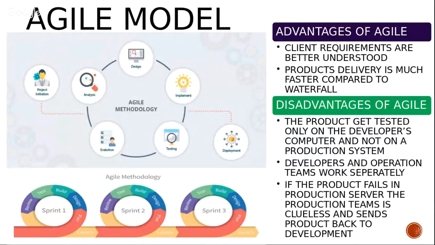The product delivery is much faster compared to the waterfall model due to the fact that you have to run the sprint and most of the processes here can be done automatically. You can use tools, you can automate. Compared to the waterfall model, in the agile model there can be a developers team and an operations team. But in the waterfall model, likely it is only one person doing it.